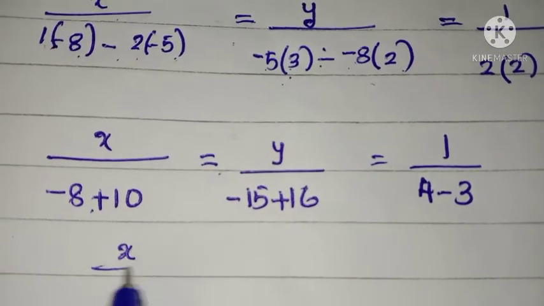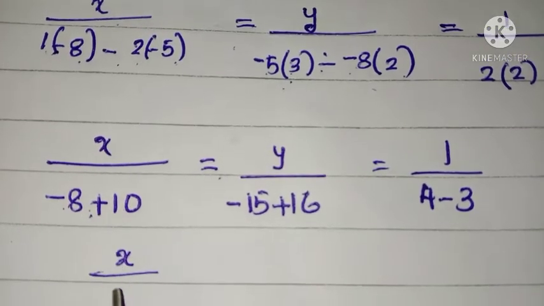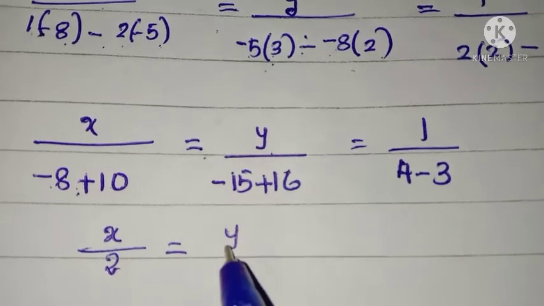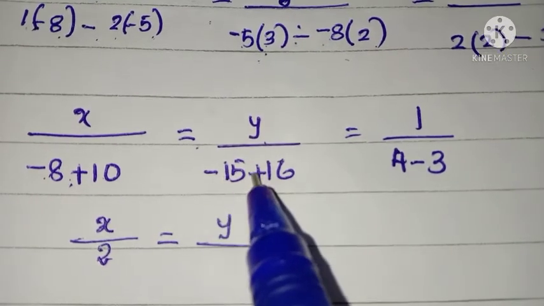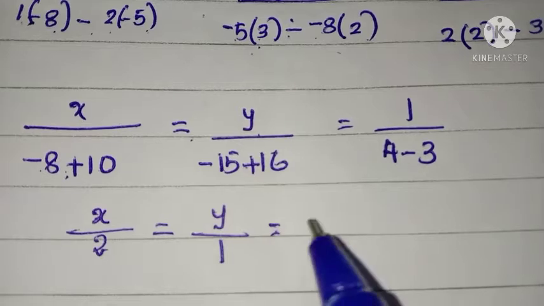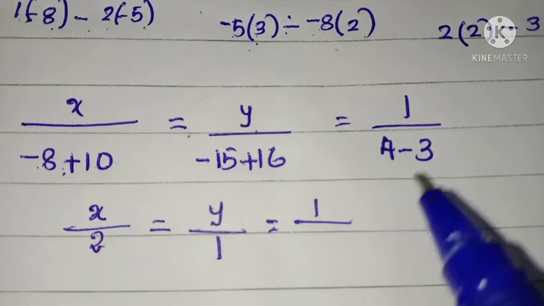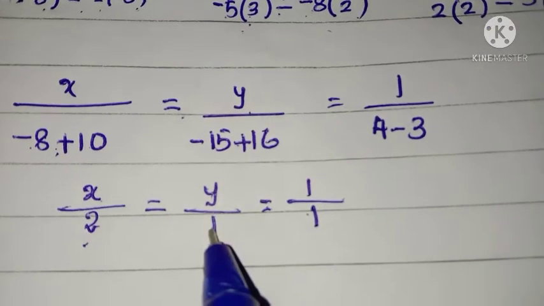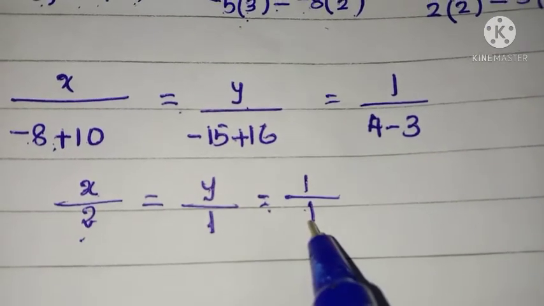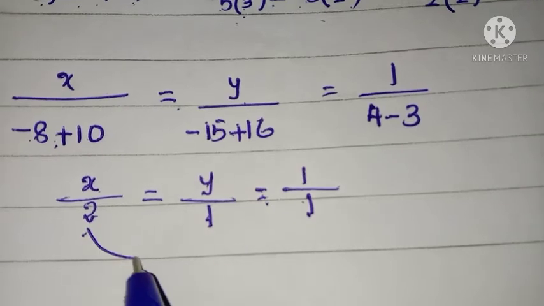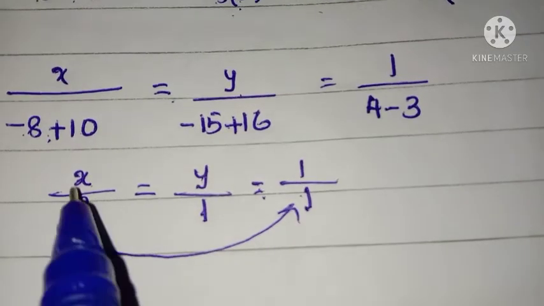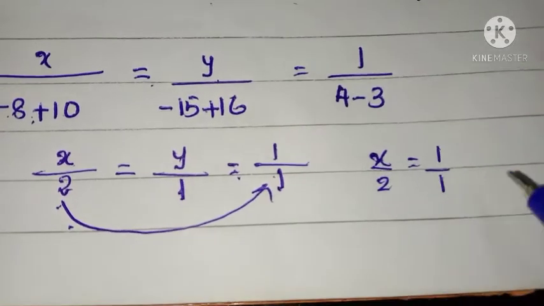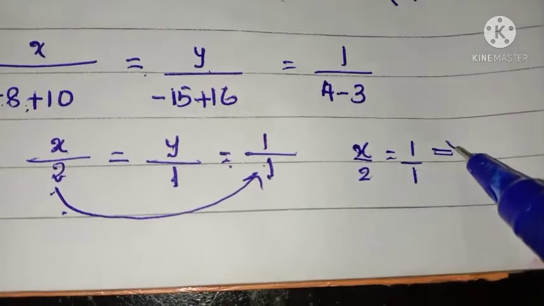This is equal to x by (-8 + 10), which is 2. So x by 2 equal to y by (-15 + 16), which is 1, equal to 1 by (4 - 3), which is 1. Okay. x by 2 equal to y by 1 equal to 1 by 1. Now the last step is to equate these two. x by 2 is equal to 1 by 1. Here we get the value of x.